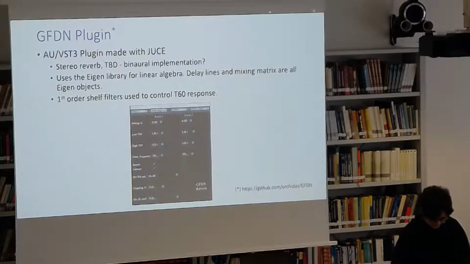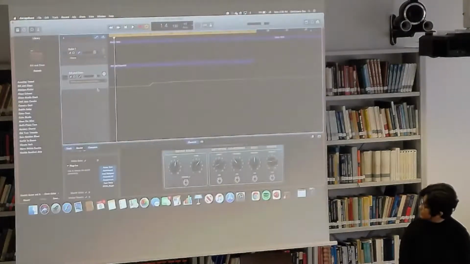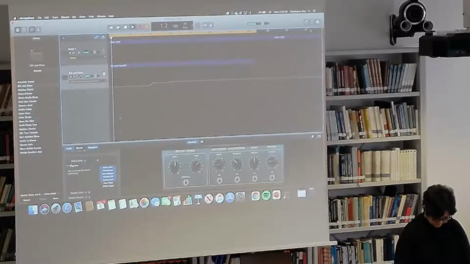So I'm going to try to play an example with and without the plugin. Let's see. Yes. So I recorded some guitar, and this is when the plugin is off. I turn it on.